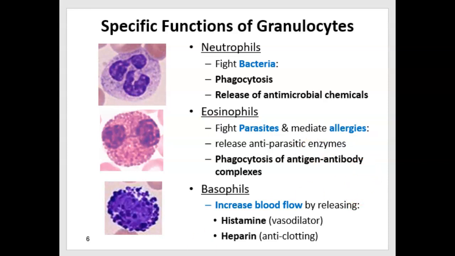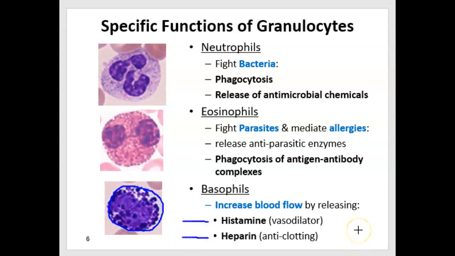Now, if we look at basophils, these cells are really unique because you can't see a nucleus. It's there, but you can't see it because it's so packed full of dark staining granules, specific granules. And these specific granules contain two compounds, histamine and heparin.